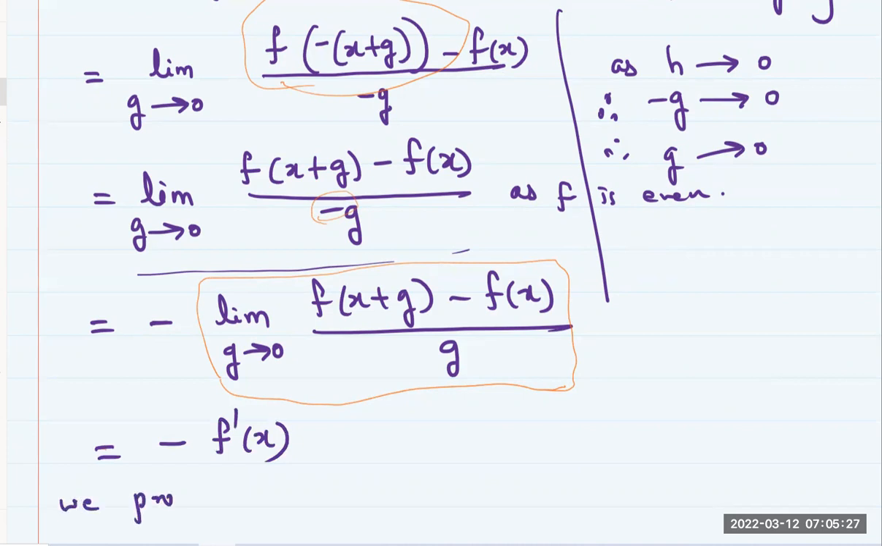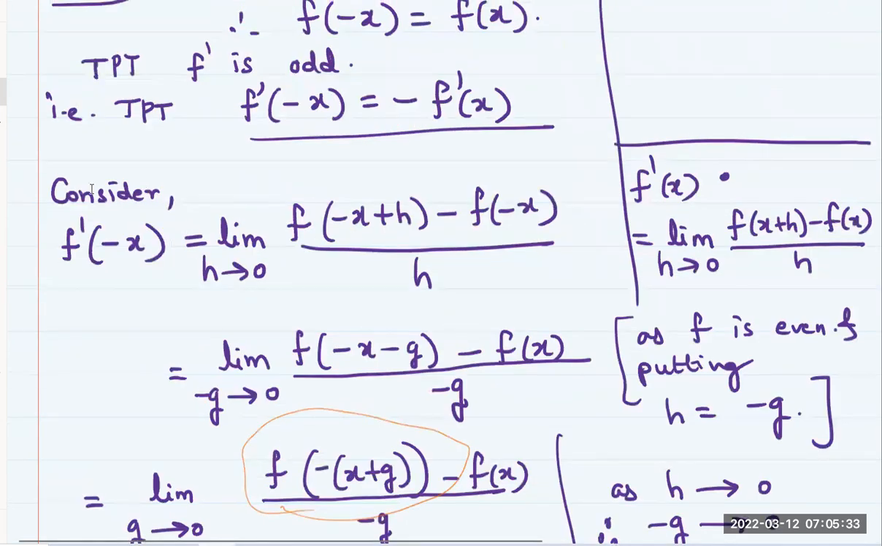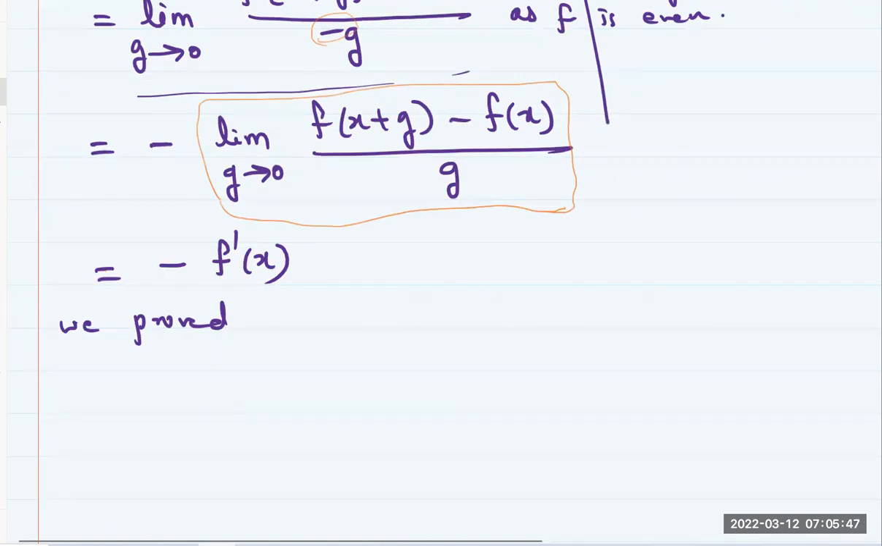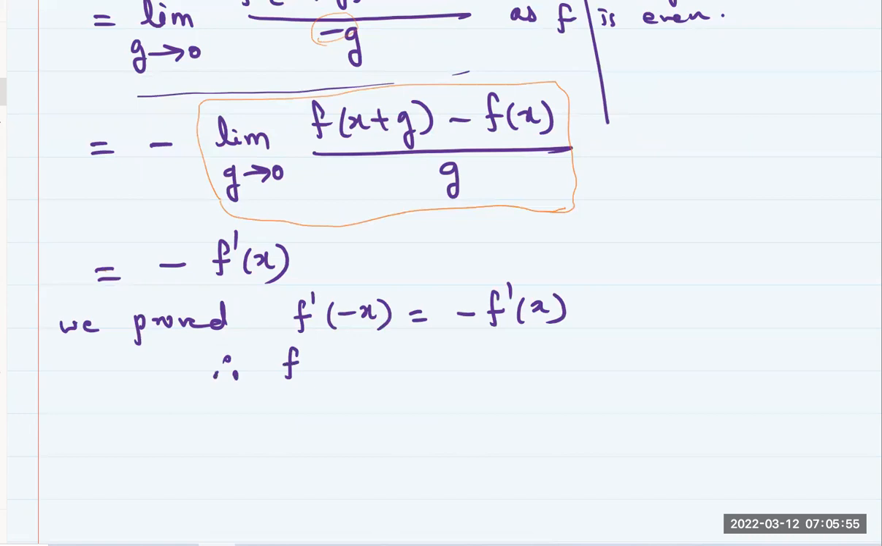So we proved, with what did I start? I started with f dash of minus x, and I simplified. I have used various facts which are given to me, nothing else, just the facts which are given to me, and I'm getting that we proved f dash of minus x is minus of f dash x. And therefore, my function f dash, I'm talking about the function f dash, which function is it? It is odd. And the proof is over.